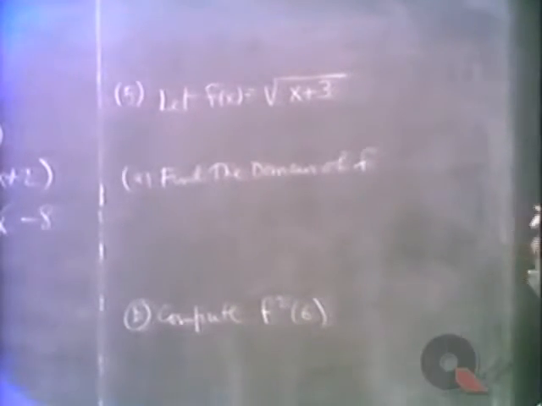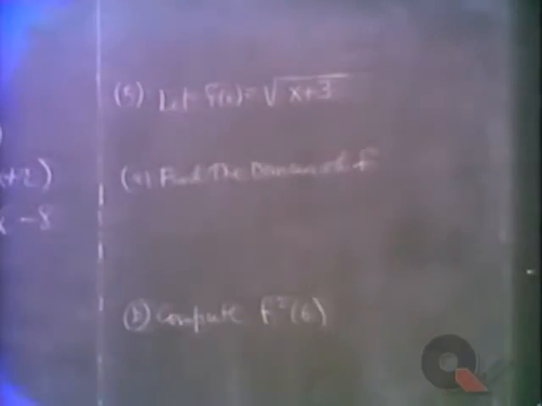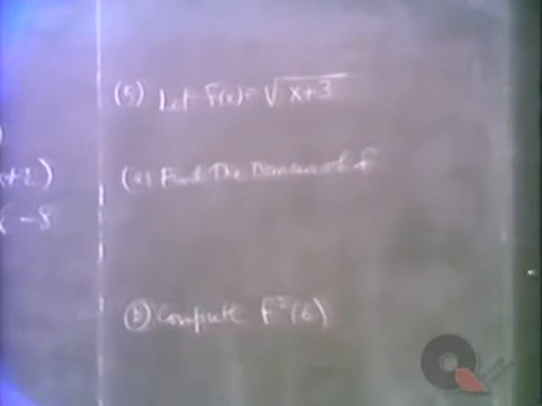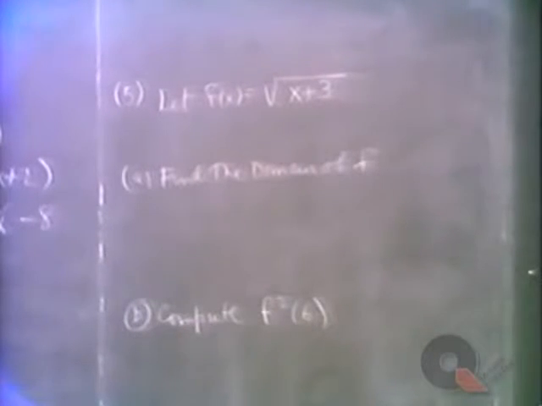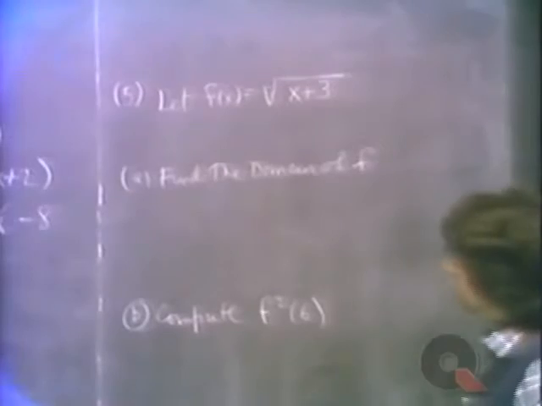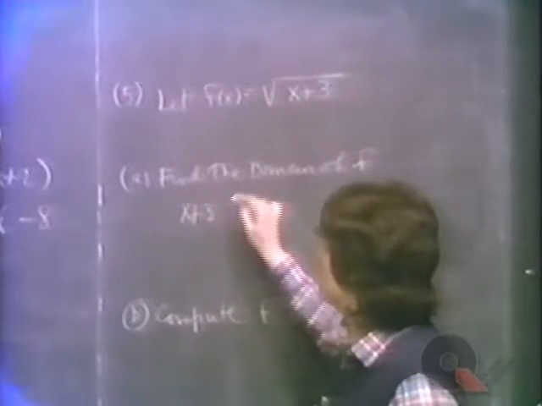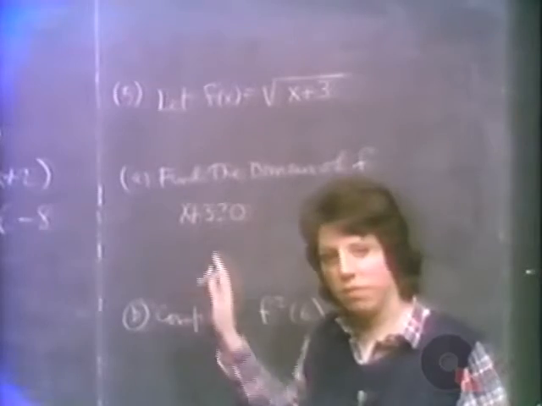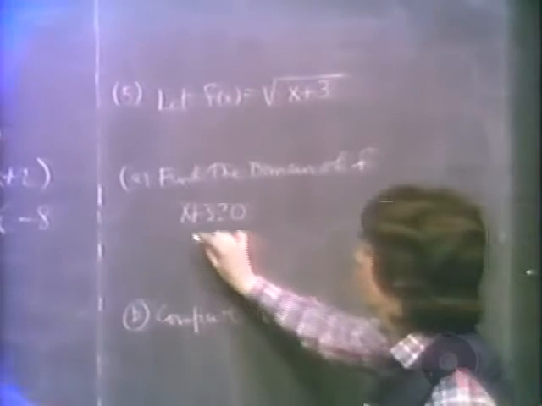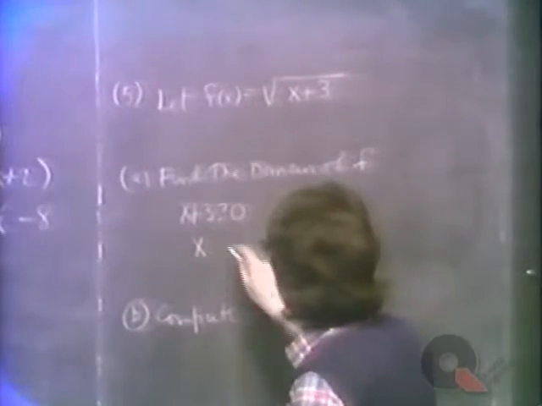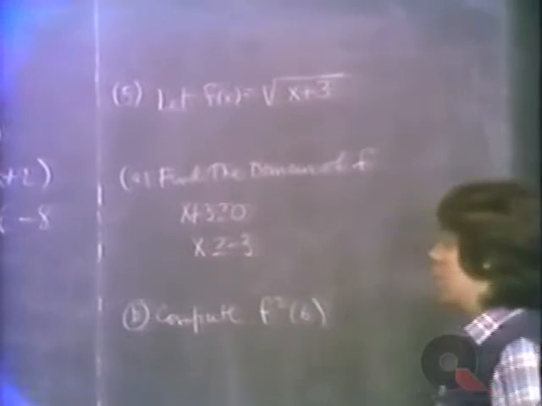Okay, the domain of f would be the set of all those x values for which this function would make sense. We wouldn't have any division by 0, well, in this case there's no fraction, but if it was a fraction we'd worry about division by 0. With a square root we'd worry about square roots of negative numbers. So all the x values for which this would make sense would be those x values for which the quantity under the radical was non-negative. Otherwise you'd have the square root of a negative number. So x plus 3 must be greater than or equal to 0, or x is greater than or equal to minus 3.